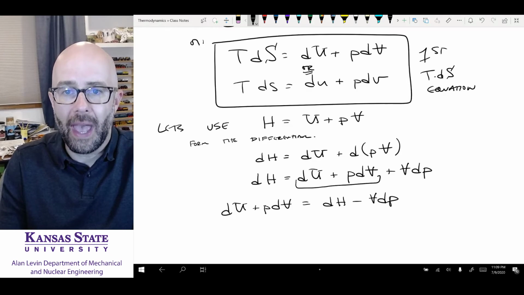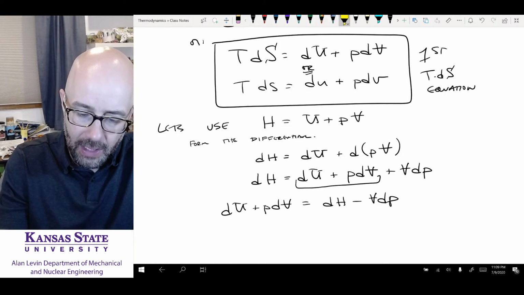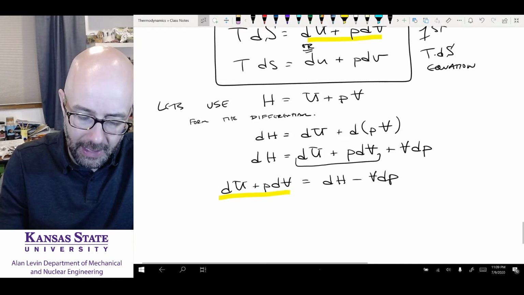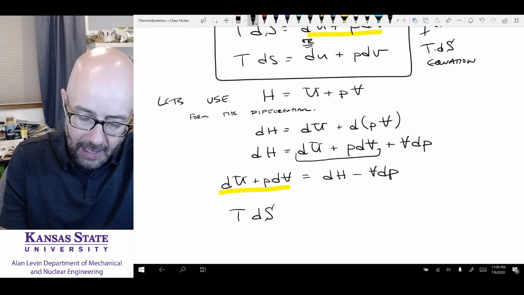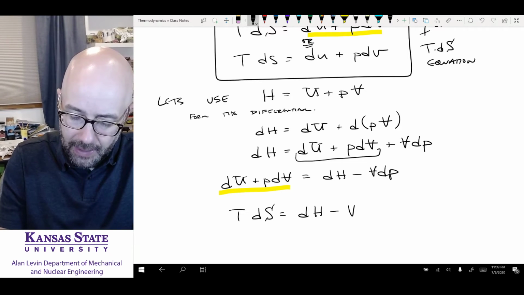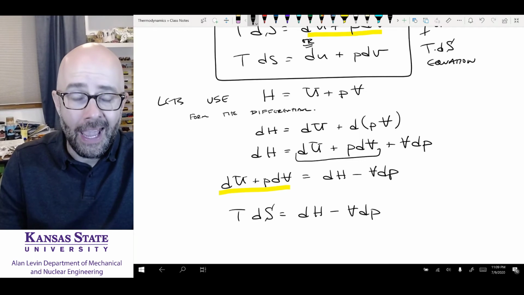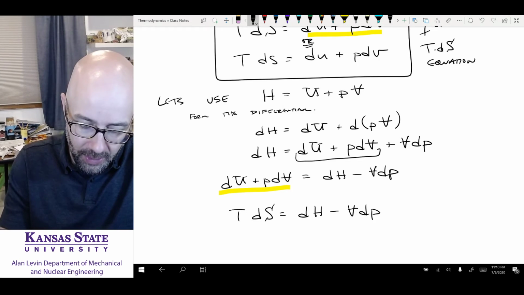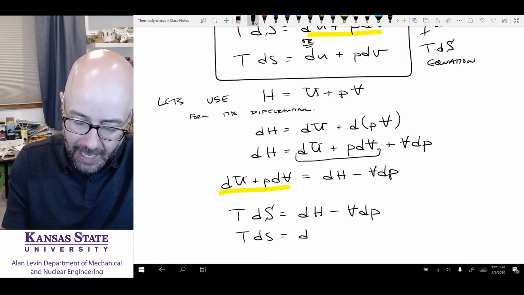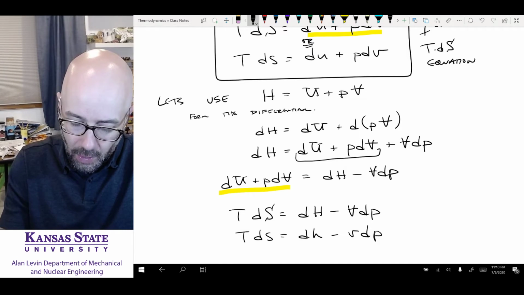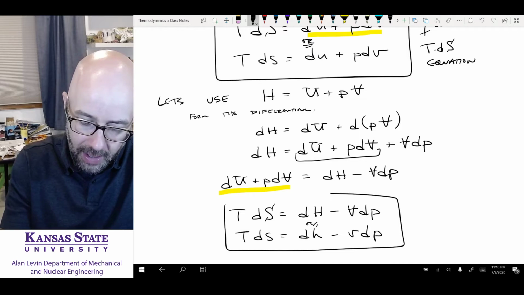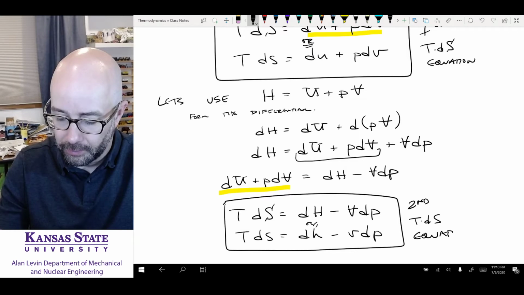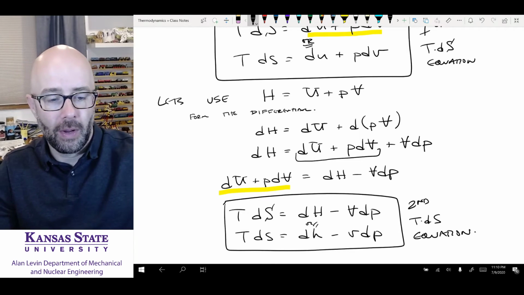Now that's what we had up here. Look, we have up here dU plus P dV, and so we can write this TdS equation, T dS, also equals dH minus V dP. And surprising or not, this is called the second TdS equation, and we can write it also as T dS is equal to dH minus V dP. This is going to be our second TdS equation. Okay, there we go.